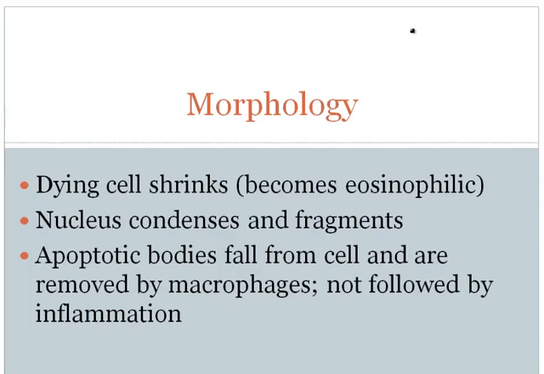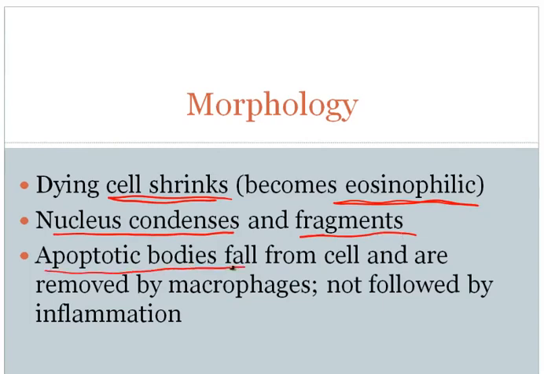First of all, the cell has to shrink, and when the cell shrinks, it becomes very pink because the cytoplasm gets concentrated within that cell. The second is that the nucleus has to condense or shrink, and then it has to fragment. And the third is that the apoptotic bodies will fall off from the cell, and it's important to remember that these apoptotic bodies are removed by macrophages.